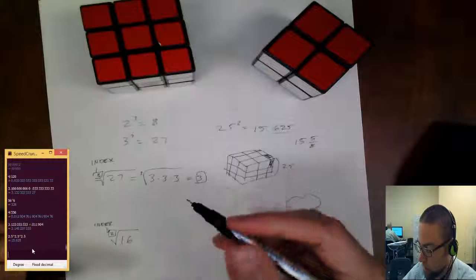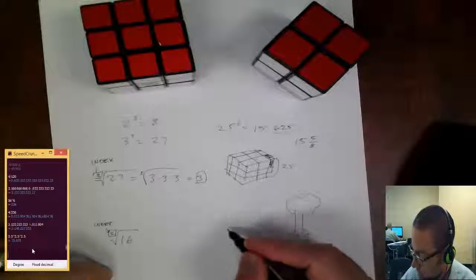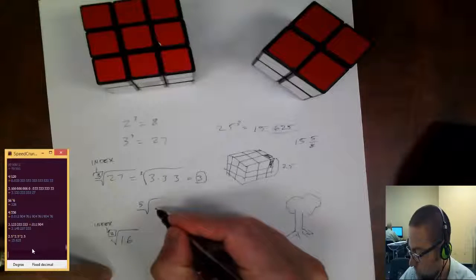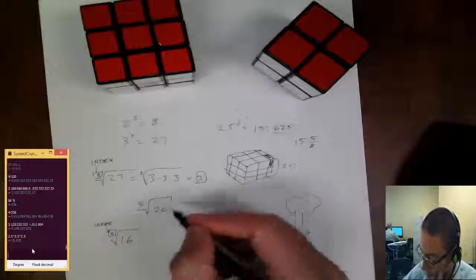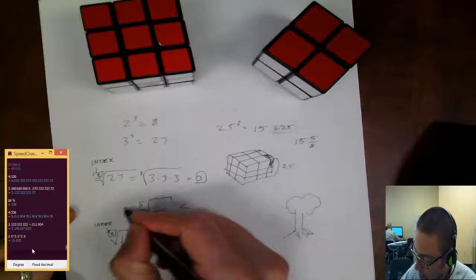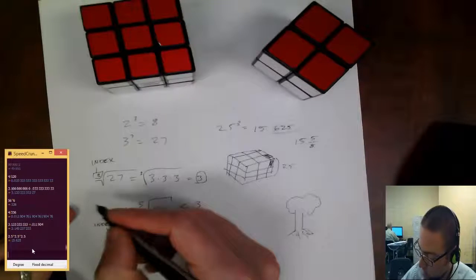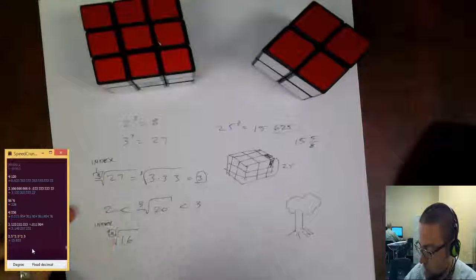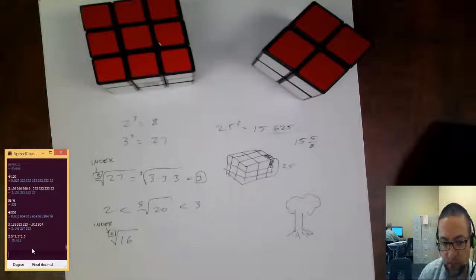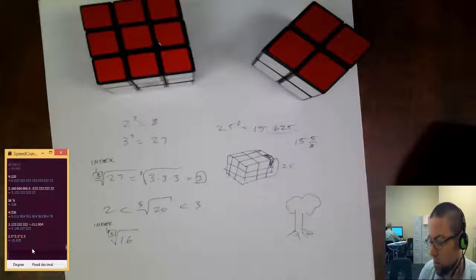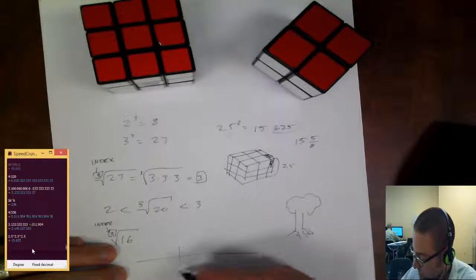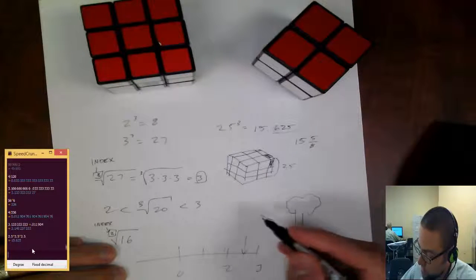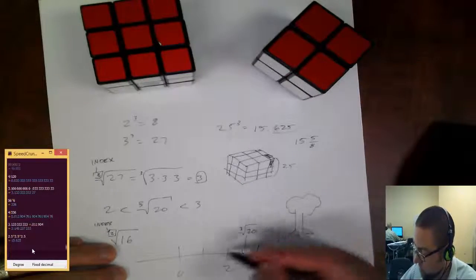And if we were given some other number that wasn't a perfect cube, so something between 8 and 27, like the cube root of 20, we could say, well, that cube root of 20 is between 3 and 2, right? Because the cube root of 27 is 3 and the cube root of 8 is 2. So I know that is between. So that's how you can place those on the number line. I know that 0, 1, 2, 3, this is 2 and this is 3. I can place the cube root of 20 between those two numbers.